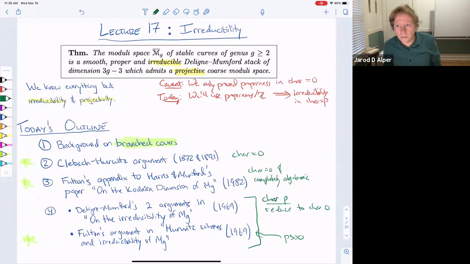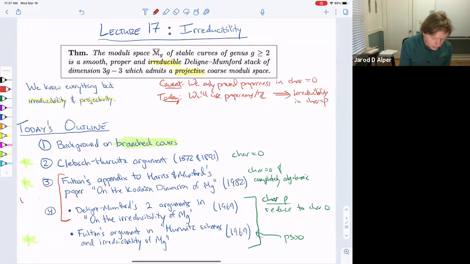So we're going to cover these three arguments. But if you note, I'm first covering the classical 19th century argument, and then I'm going to cover Fulton's appendix, because I think it builds on a lot of ideas introduced in Deligne and Mumford's paper, as well as Fulton's 1969 paper, but I feel like it's the most conceptual. It's also completely algebraic and characteristic zero. So I'll present that, and then at the end summarize the arguments from 1969. But I do want to highlight that compactifications play a crucial role in these arguments. These arguments exploit the compactification.